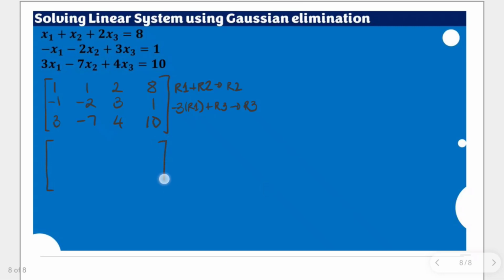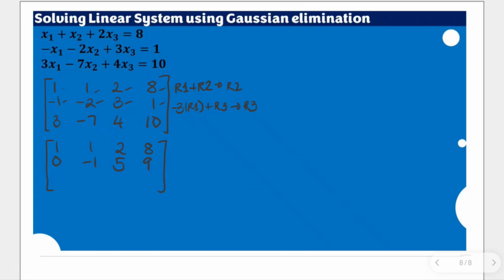So again, the first row is still the same, and here comes the process for the second row. We're just going to add for our new row 2. 1 plus -1 is 0. 1 plus -2 is -1. 2 plus 3 is 5. 8 plus 1 is 9. That's for the second row.